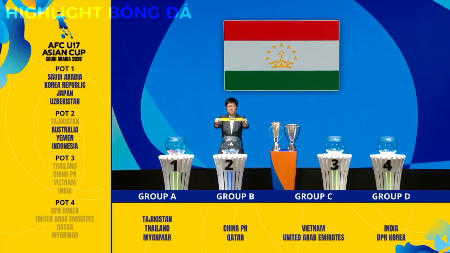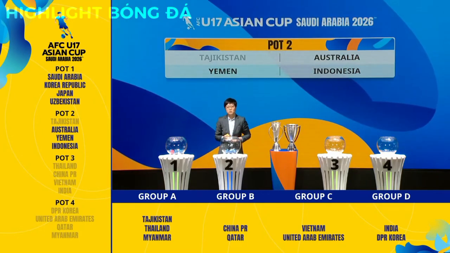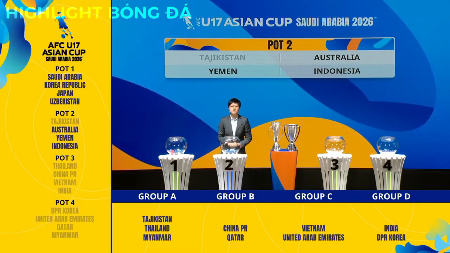This is the total 6th qualification and 4th in a row for Tajikistan. Last edition in 2025, they reached the quarterfinal, and in 2018, that was their best finish as the 2nd place in this competition.